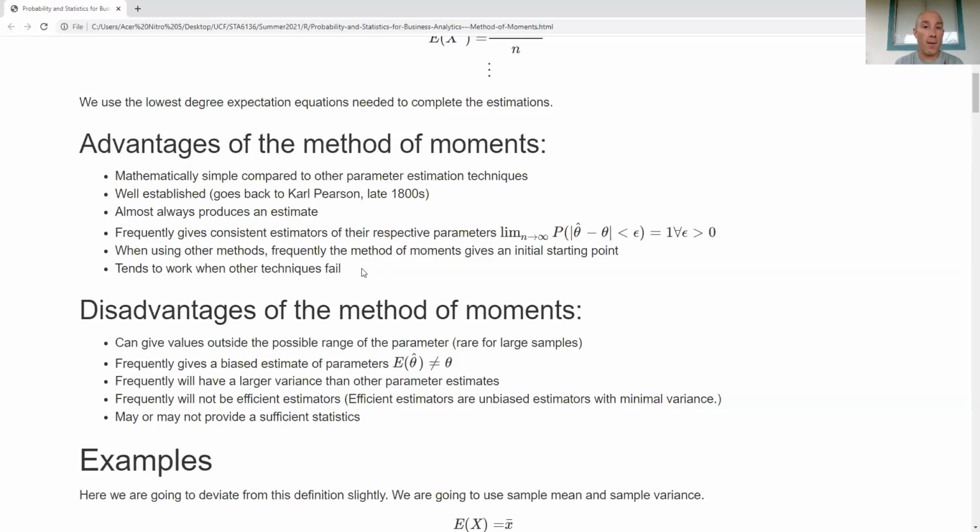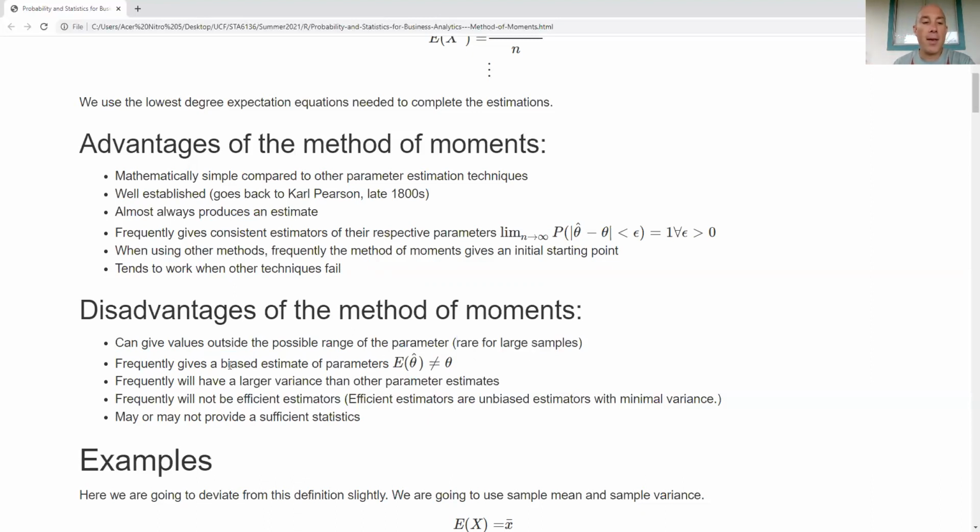All right, so there are some disadvantages. First and foremost, the big one is that this can give you values outside the possible range of parameters. Basically, if I know I have a parameter that has to be positive, it's possible for me to get a negative value. But this is very rare for larger samples. It will come up with smaller samples more frequently, and those samples tend to be more extreme in the cases where you'll get something absurd.